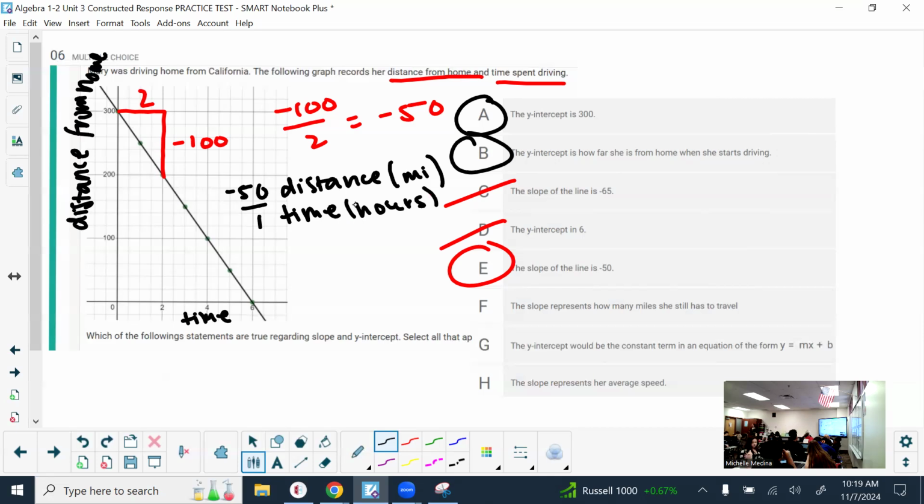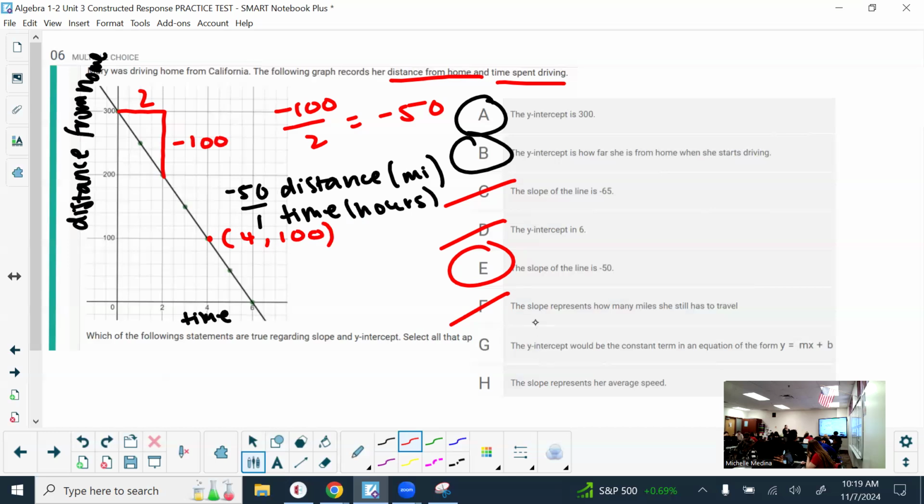But slope is average rate of change. So on average, it is decreasing by 50 for every 1 hour. Is that the same thing as saying how many miles she still has to travel? No. It can help you find out how many she still has to travel. That would be like the y of it for each coordinate. But it's just telling you what her miles is changing by each hour.